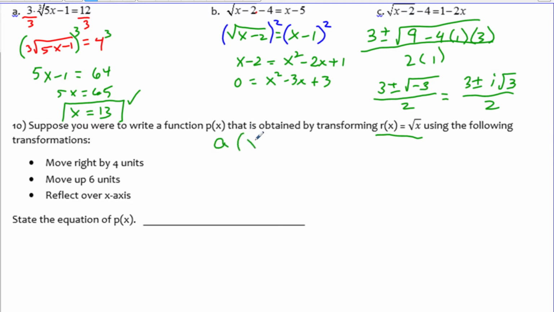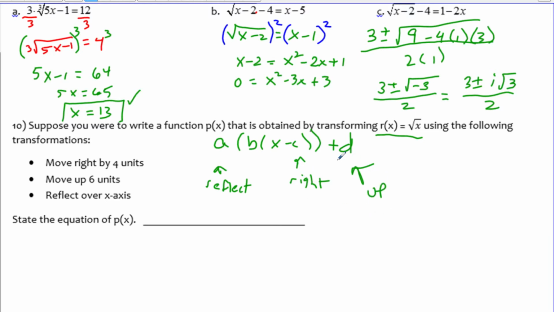A x minus, well, I'm missing my b value. Let me go put that back. Okay, b times x minus c, okay, plus d, right? And so in our case, the right is going to be a c, right? So this is my right move, okay? My reflection is going to be a, okay? This is my reflect, okay? And my d value is going to deal with, in this case, up.